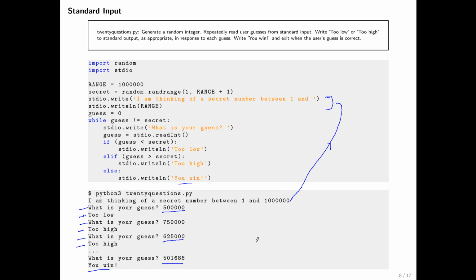Okay? Now notice that this program is something that you could not have written with command line arguments. Okay? Because here you simply don't know how many guesses the user is going to make. Right? So you have to work with something like standard input or interactive input. Right? So this is a program that you simply could not have written with command line input.